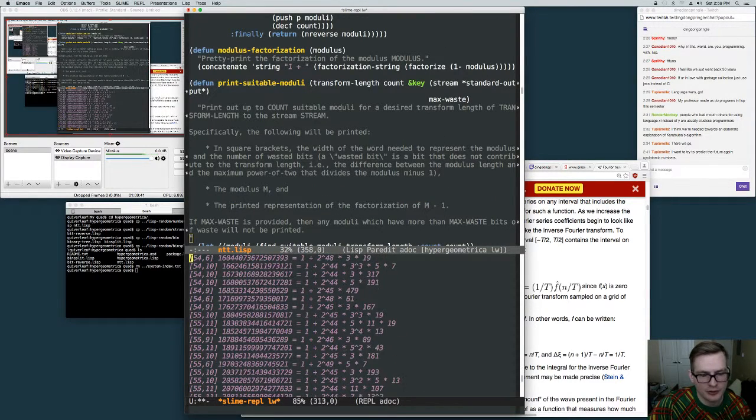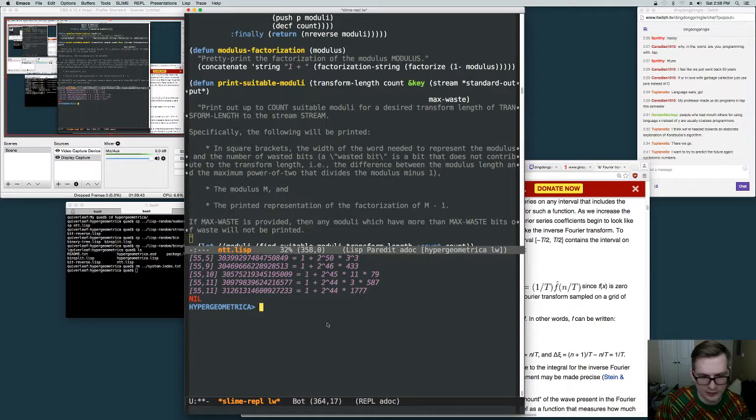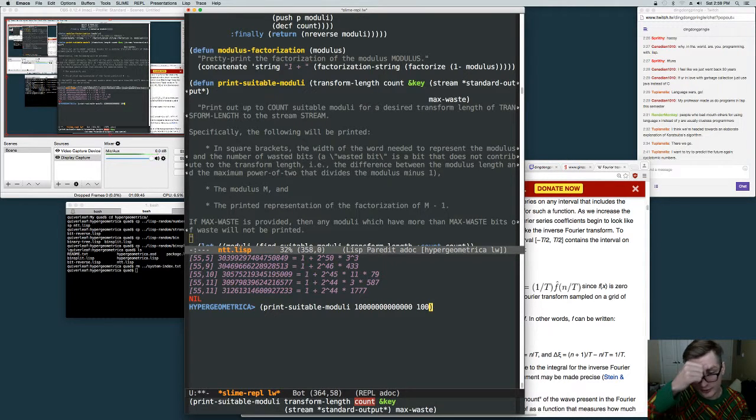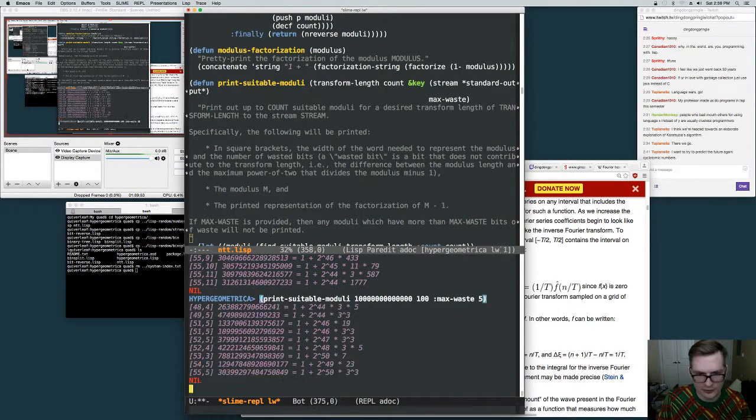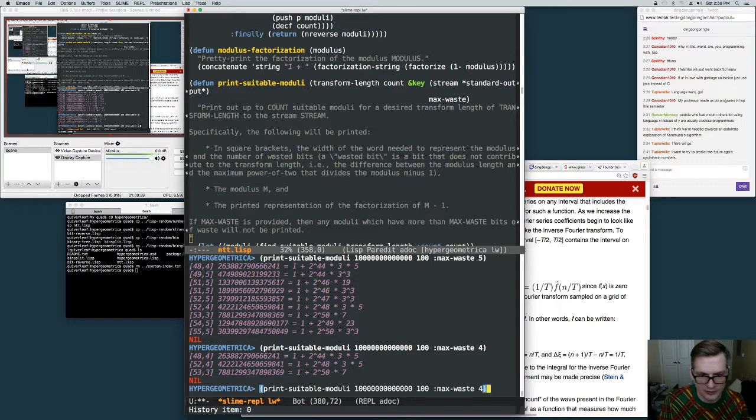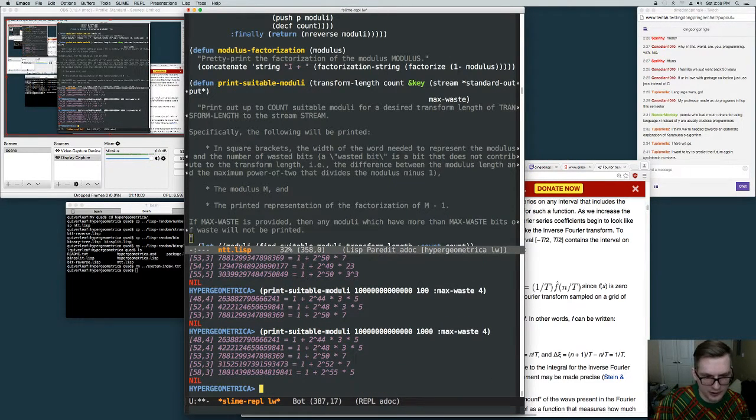So I built into this function, to help the search, a parameter that lets us say how many bits we want to waste. So max waste: we only want to waste, let's say, 5 bits at most. And it gives us a pretty good list. Let's say we want to waste only 4 bits. It narrows it down, of course. Sometimes we have to search for a lot more, and we get a few more. Here we found 2 more, which are very good.